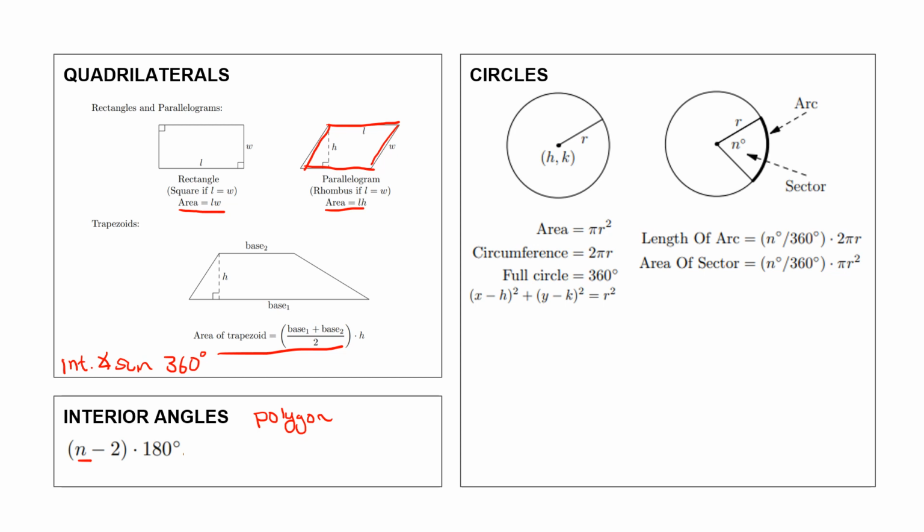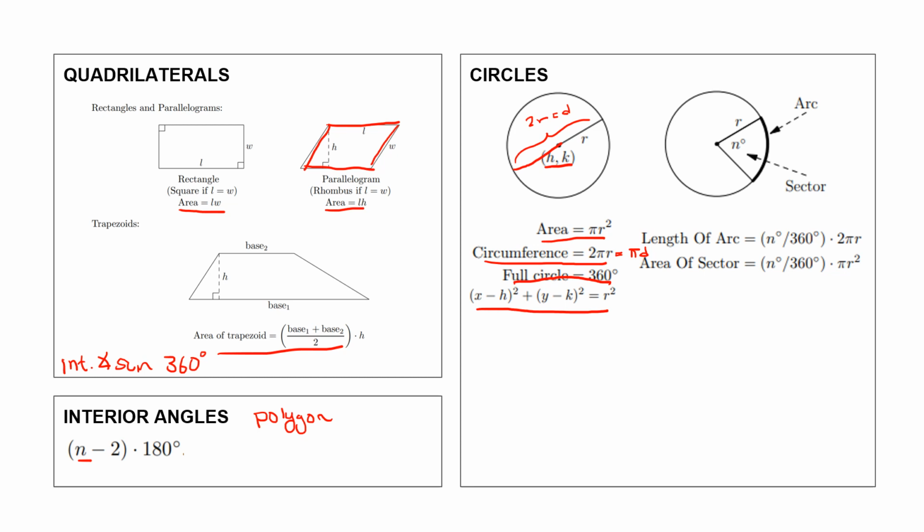Now circles have a few properties. Area equals pi r squared. Circumference equals 2 pi r. And we should note that 2r is the diameter, so we can also say that the circumference is pi d. The full circle covers 360 degrees. And the standard equation for a circle is x minus h squared plus y minus k squared equals r squared, with h and k being the coordinates of that center point and r being the radius.